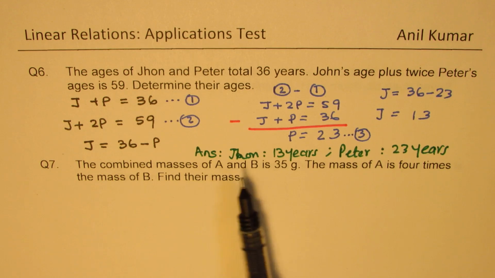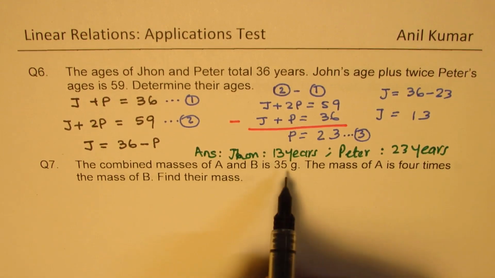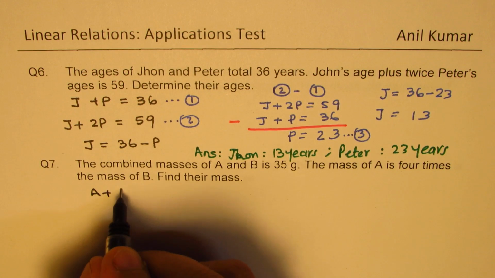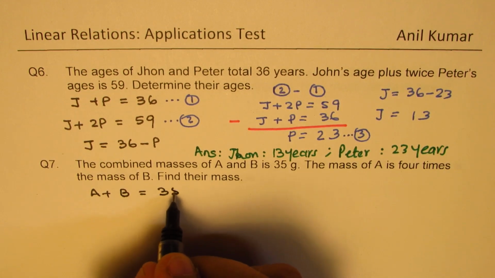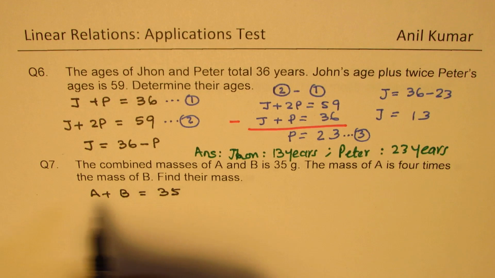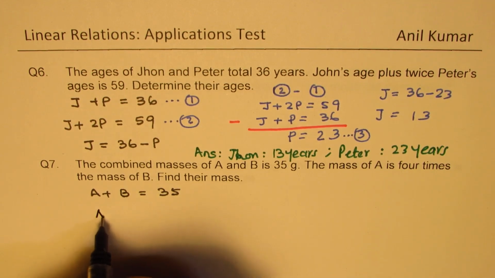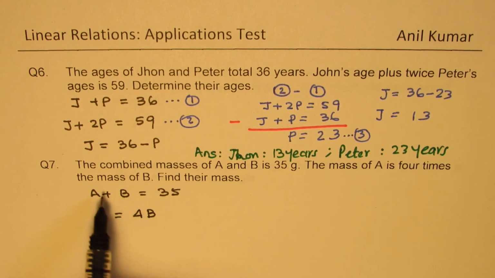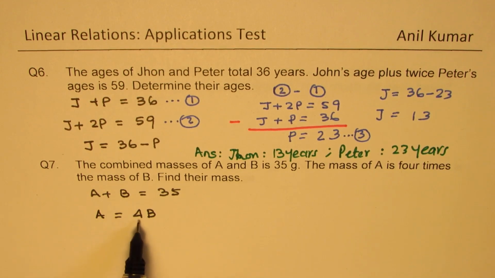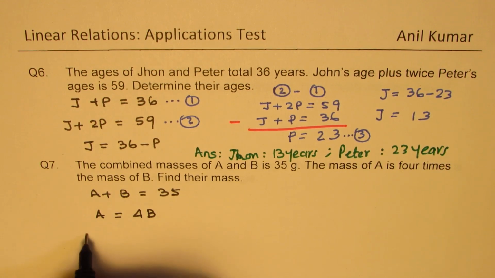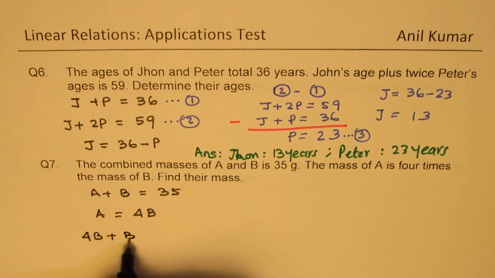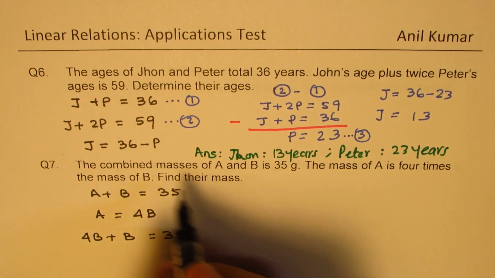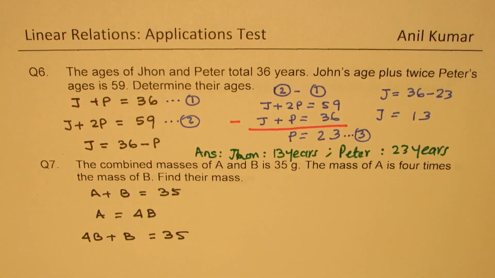Question number 7. The combined mass of A and B is 35. So we are given that A plus B, the mass this time, is 35 grams. The mass of A is 4 times the mass of B. We are given A is 4 times B, right? So when we are given this, you could rewrite one equation in terms of the other. Instead of A, I could write 4B. So we can also say that 4B plus B is basically 35. Is that clear to you? So sometimes you can straight away look into this and write down your equation in this form, correct? Now, let's see how to solve them.